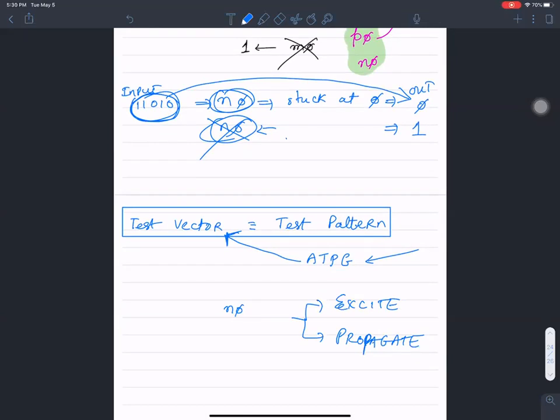We'll stop here. When we come back in the next class, I'm going to talk about sequential circuit testing. That's a bit more involved. Sequential circuit testing has a notion of previous state, current state, and the next state. Corresponding to that, there is a previous test value. There's a temporal difference in terms of the test vectors. So there is a sequence of test vectors.